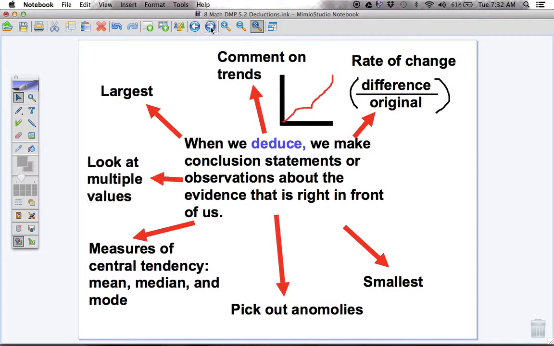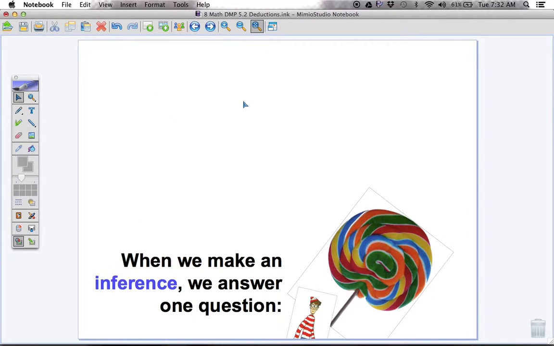And after this, we can also look at multiple values. So you can pick a set of data that is from the earlier part of the table and look at it at the later part of the table, and ask what is the relationship between the two of them: larger, smaller, rate of change. Once we've done all those observations, that's kind of basic.